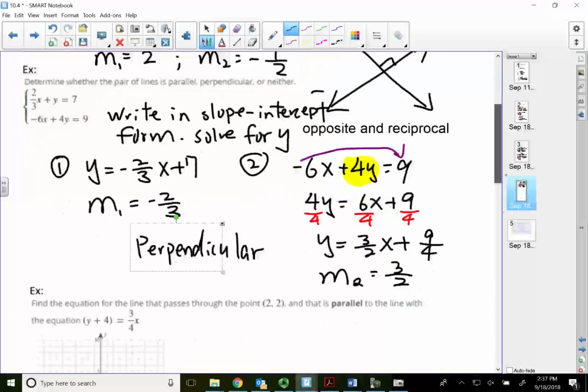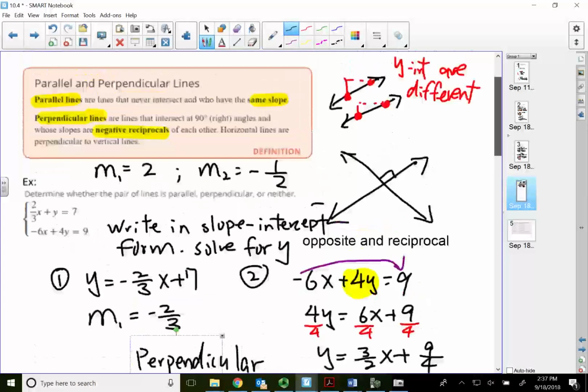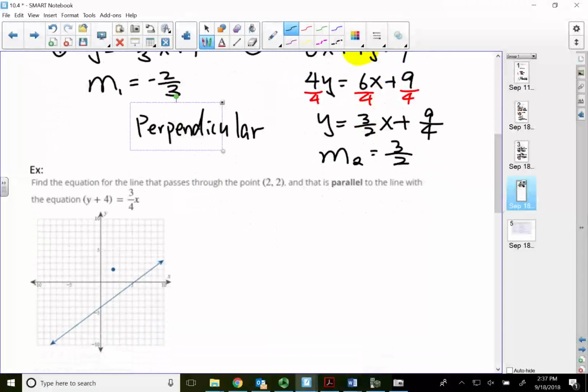Basically, parallel and perpendicular lines have something to do with their slopes. So we can use that idea to help us write the equation of the line. Because to write the equation of the line, from the previous two videos, as you can recall, we have to have a slope and at least one point.